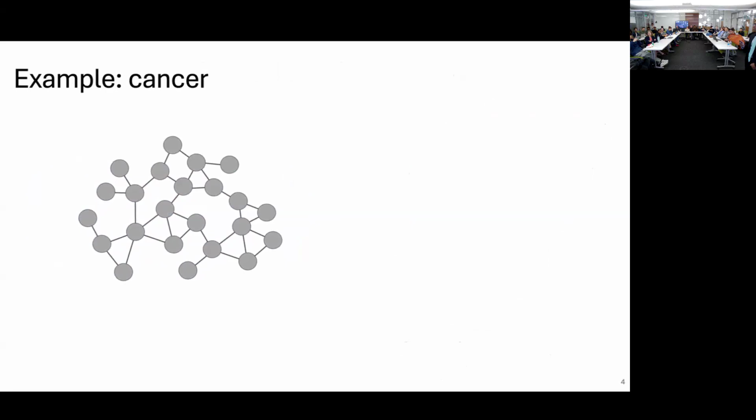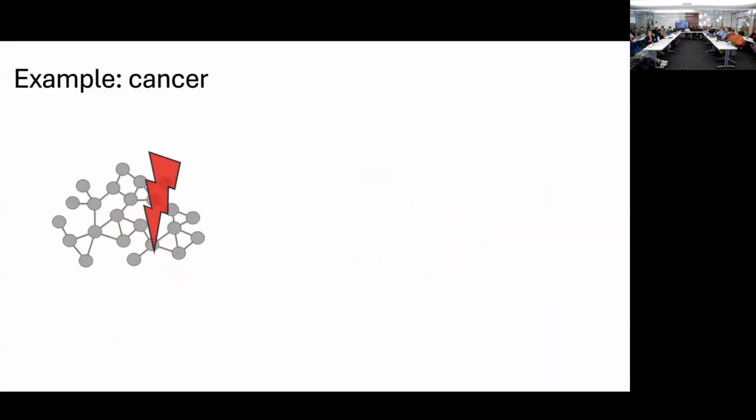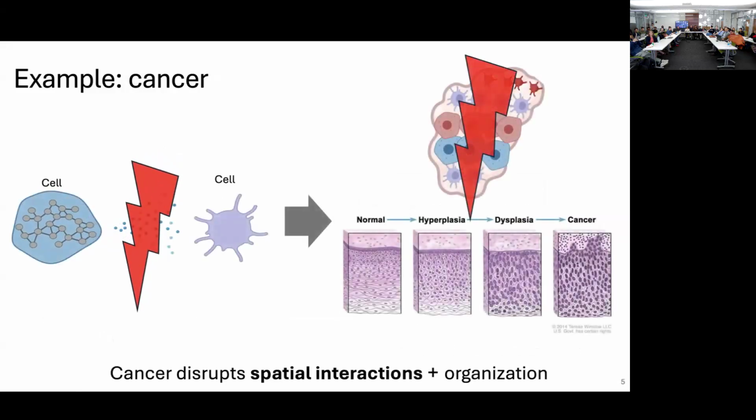Understanding these interactions is really important for understanding human health and disease. So for example, in cancer, oftentimes mutations will alter a small subnetwork of these gene and protein interactions. And so there are many gene or protein subnetworks that are altered by cancer and recur across many different patients. For example, I'm showing one example here. At the same time, in cancer, these alterations also affect the interactions between cells. And this can disrupt these spatial interactions and lead to different organizations of tissues. For example, you can see the normal cells in cancer, you have this uncontrolled growth.